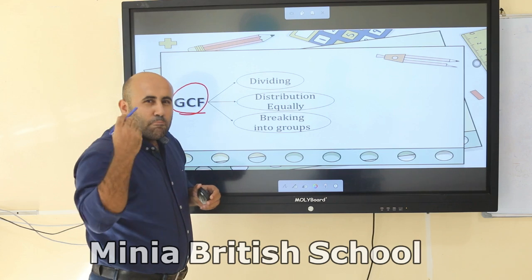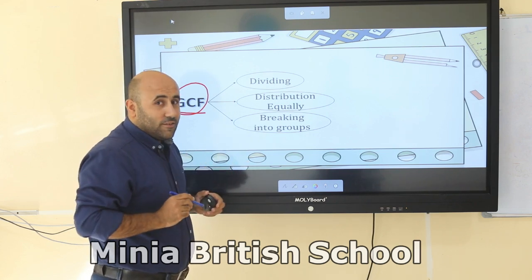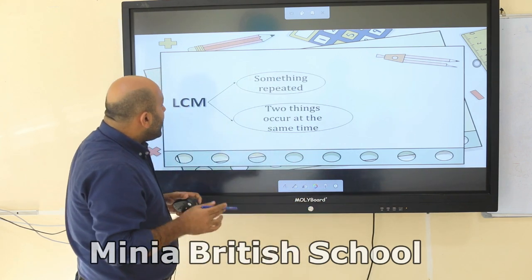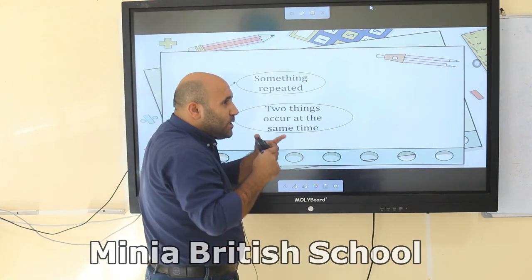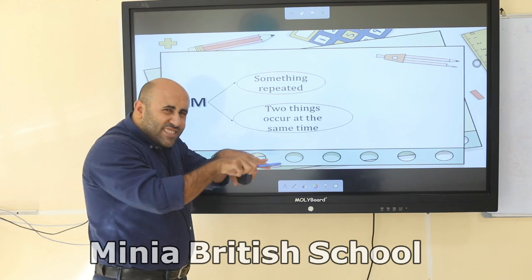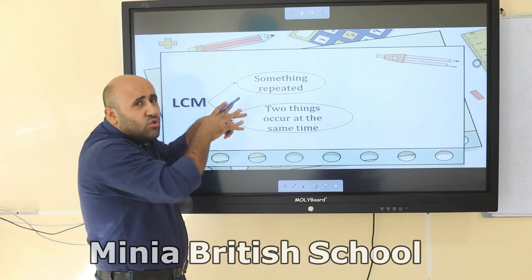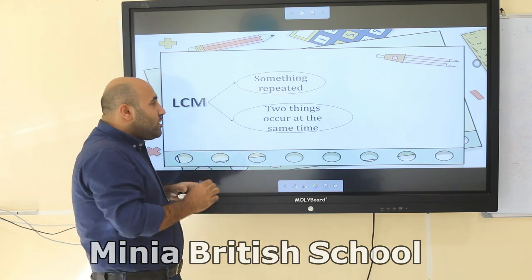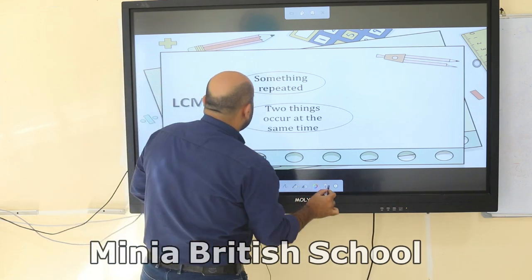In this case, be careful, because the story problem may be a little bit tricky. Okay? And what about the LCM? I use the LCM when I talk about something repeated, or two things occurring at the same time. In those two cases, in addition to the least number, I use the LCM. Let's see these story problems.